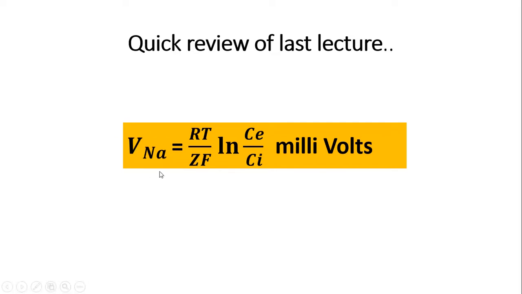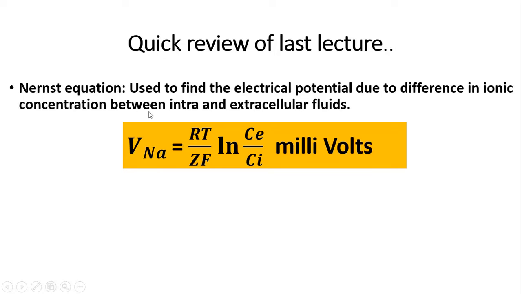Nernst equation, VNa, or the potential due to the sodium, is obtained by the equation RT over ZF ln of Ce by Ci in millivolts. So this is the Nernst equation, which is normally used to find the electrical potential due to difference in ionic concentrations between the intra and extracellular fluids. So if a particular cell is separated into two small cells, and there is a difference in concentration between any kind of ions such as sodium, potassium, chloride, etc., a potential exists, and this potential is normally called the Nernst potential.